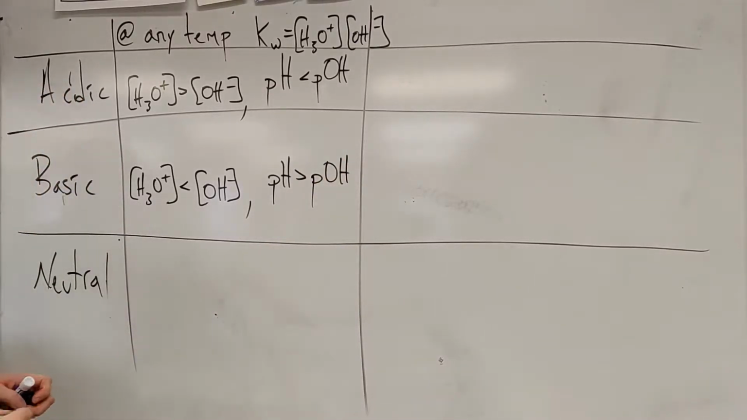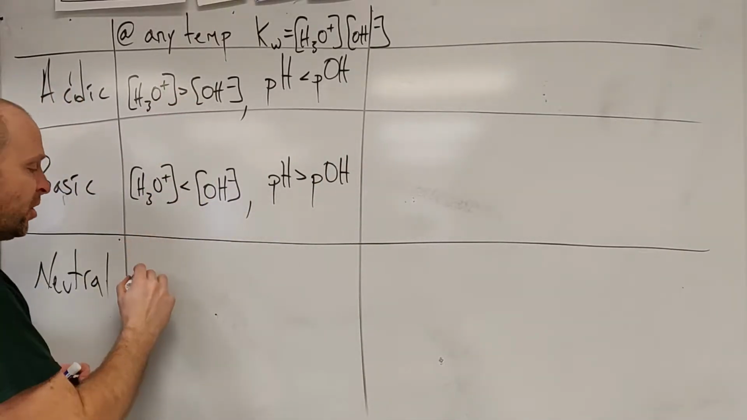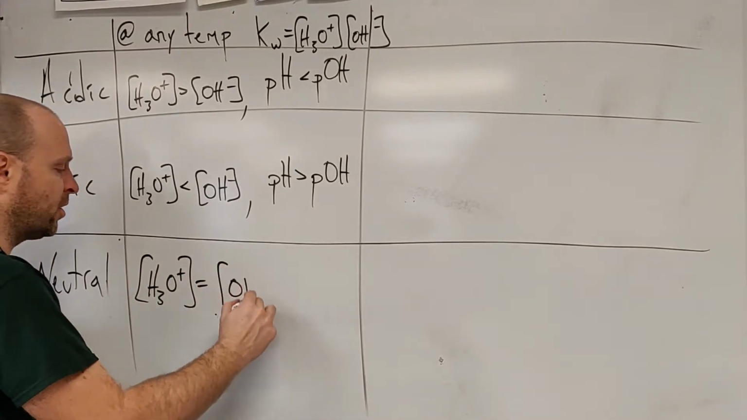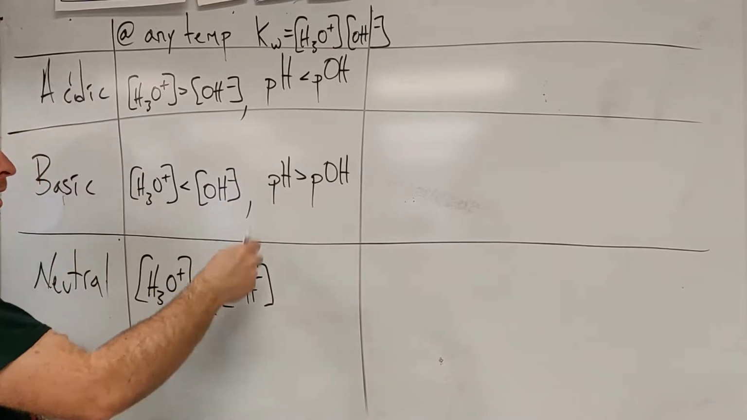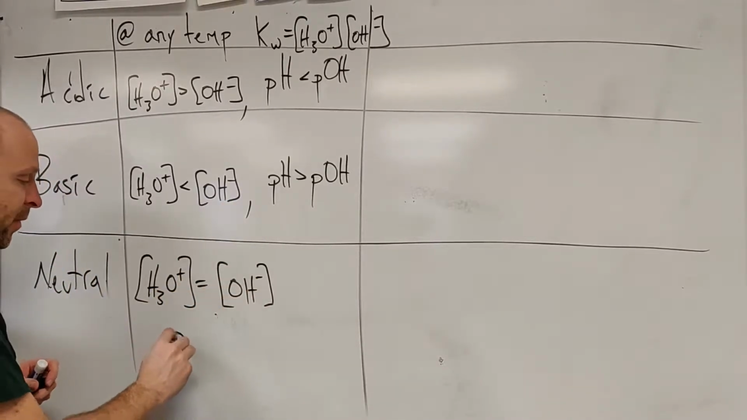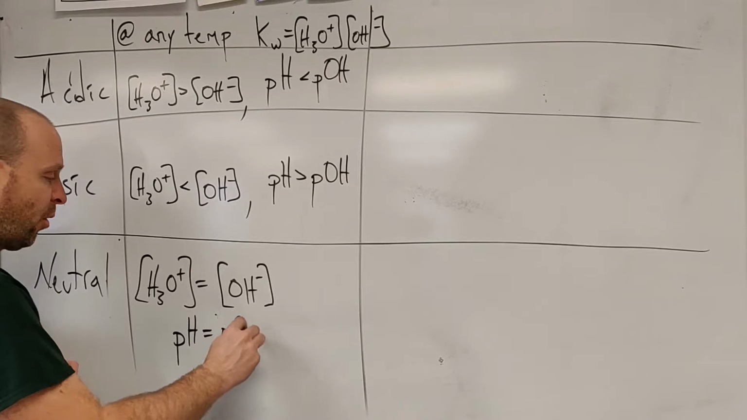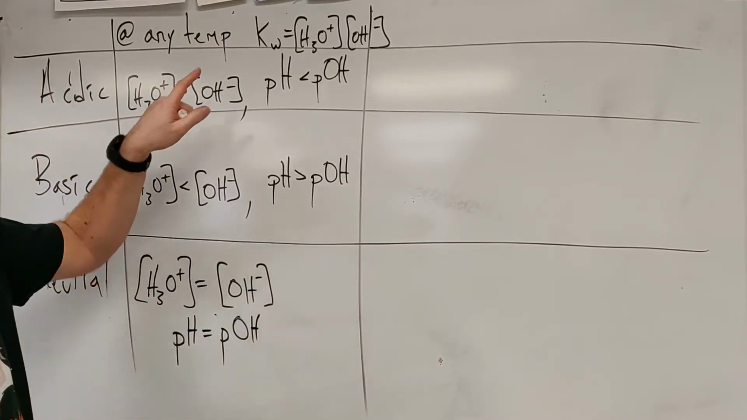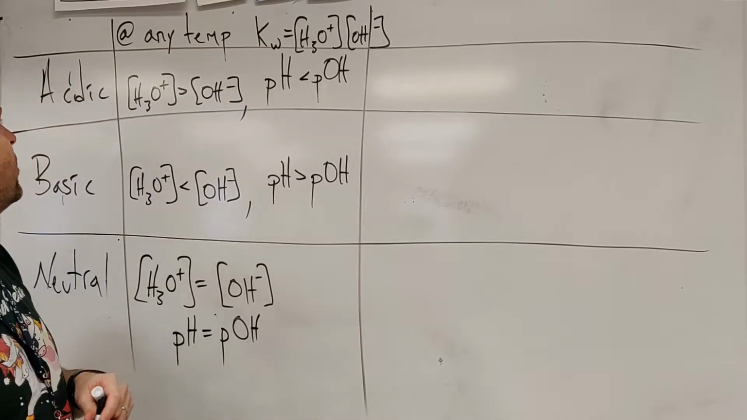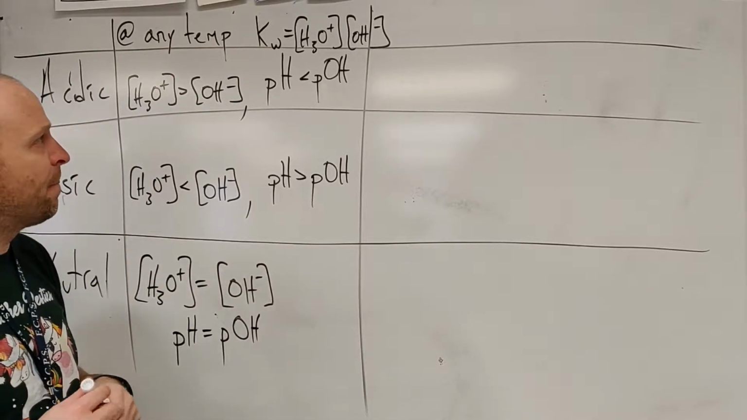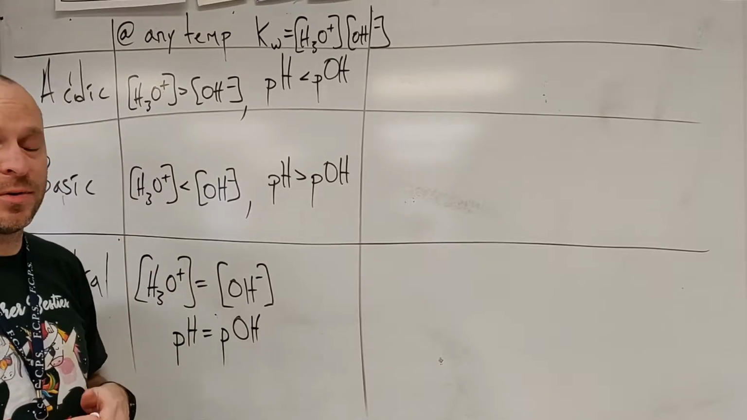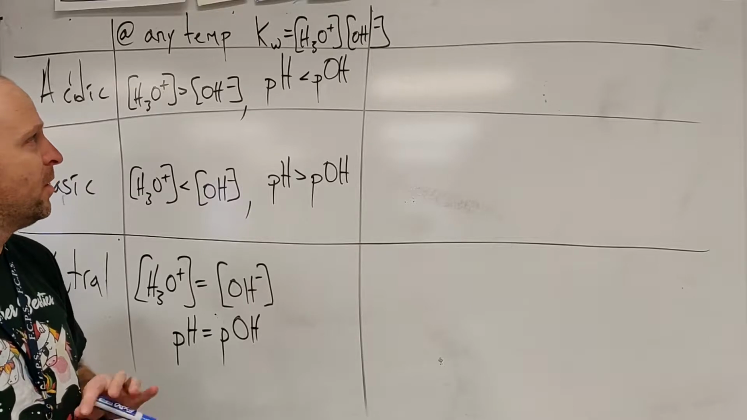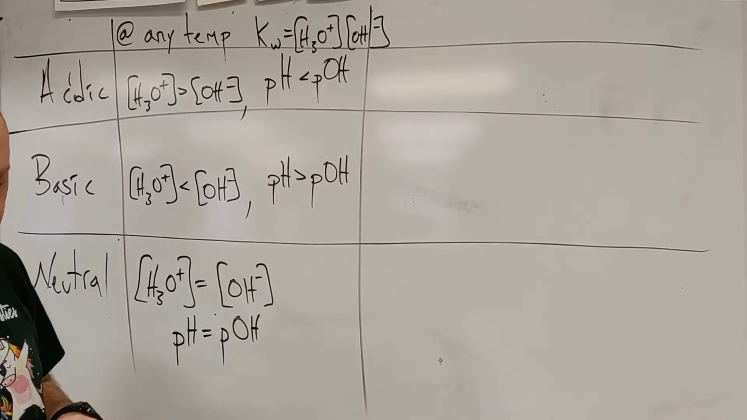And then what does it mean to be neutral? To be neutral, we just have to have the concentration of H3O plus equal to the concentration of OH minus. All right? And as a result, you'll have your pH equal to your pOH. So this is true at any temperature. What happens is the K value, Kw, changes with temperature. And since it is an exothermic reaction, as the temperature goes up, the K value actually goes down. So just a little note about equilibrium and how that works.